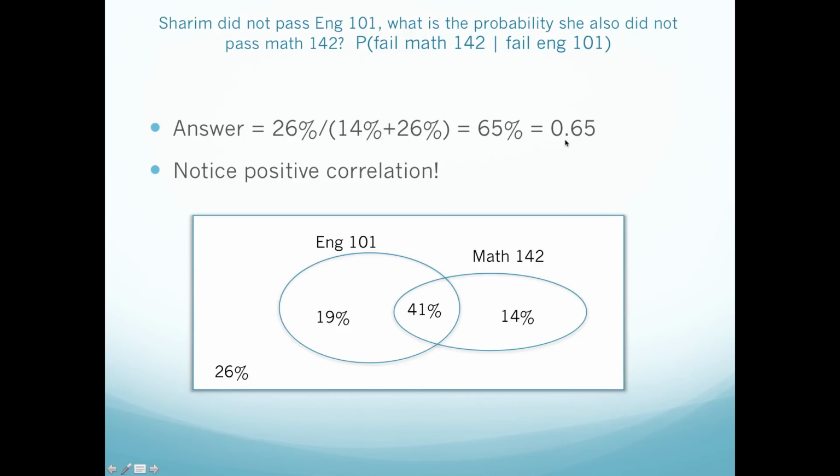We notice the correlation as well in the not world. If you don't pass one, if you fail one, you're more likely to fail the other as well. And once again, that always comes down to the numbers invented. So hopefully that has made a simple and succinct way of doing conditional probability.